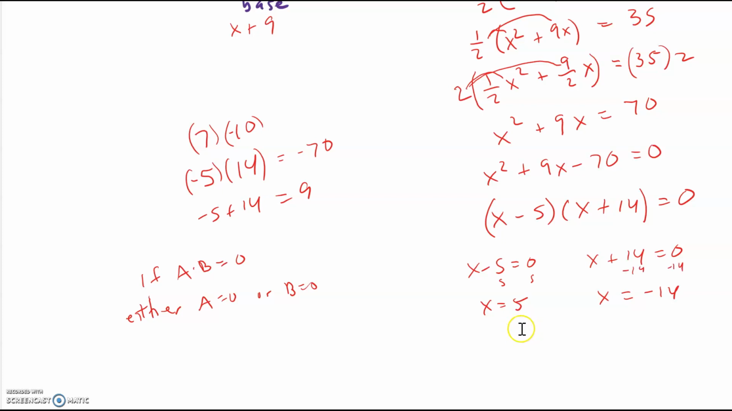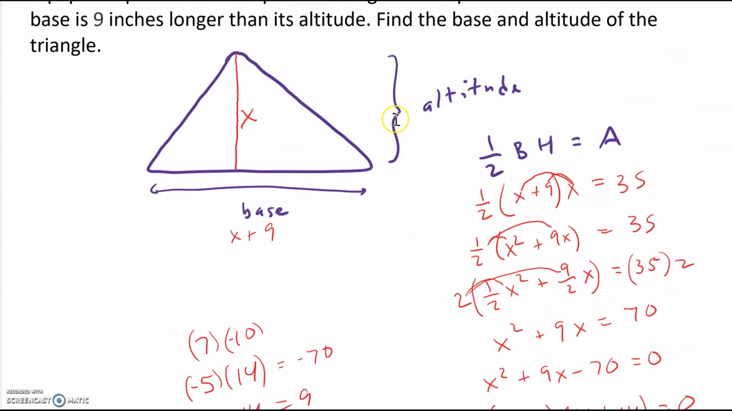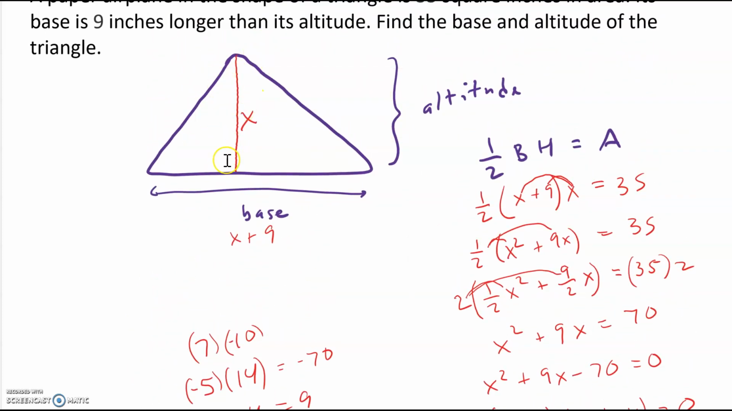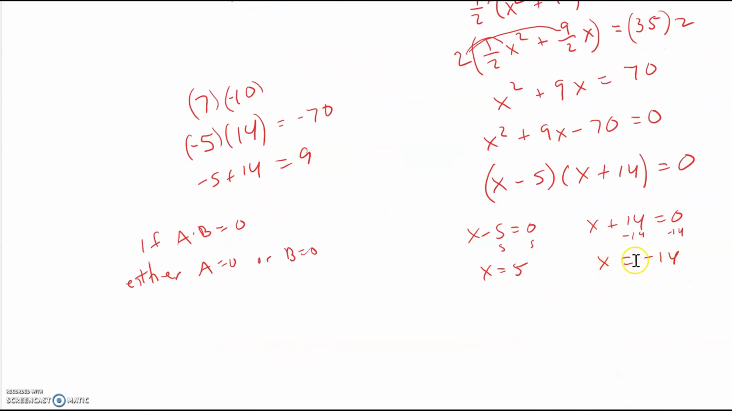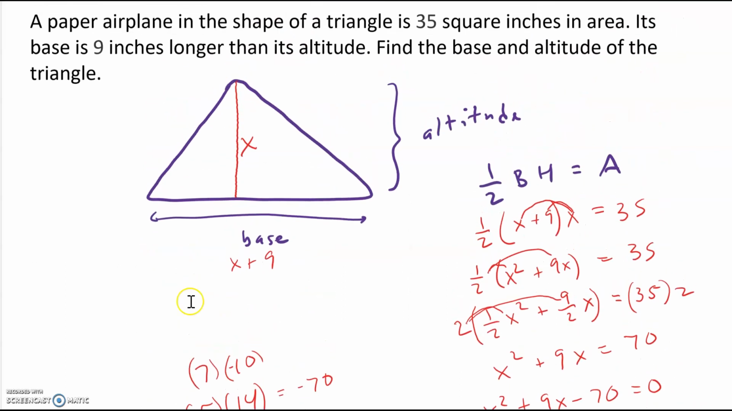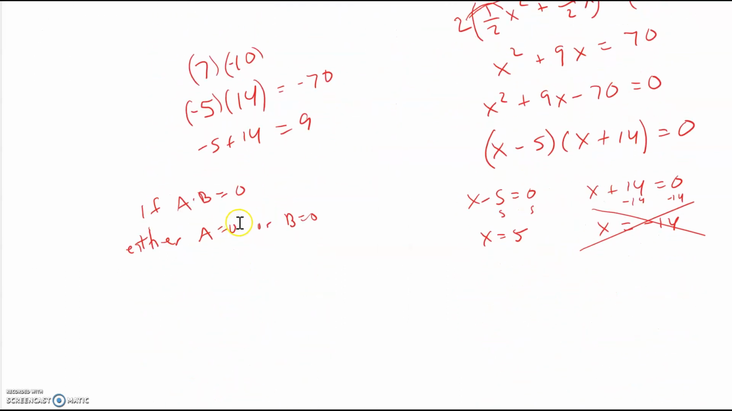Okay, now think about what x is. x is a length. x is the height of the triangle. You cannot have negative numbers for a physical distance. Even though theoretically negative 14 is a solution to this equation, in practical terms it's not a solution for the altitude of that triangle. So I'll just eliminate the negative 14. So the height of the triangle is 5.